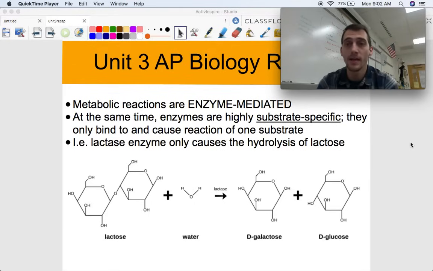The maintenance of your enzymes is super important. So they are all enzyme mediated. At the same time, enzymes are highly substrate specific, and this is important to know. They only bind to and cause the reaction of one substrate.